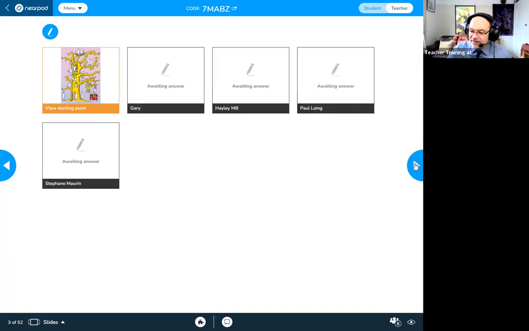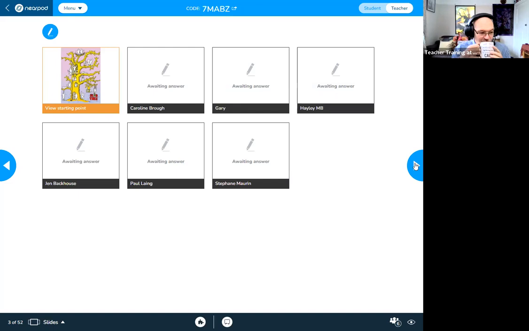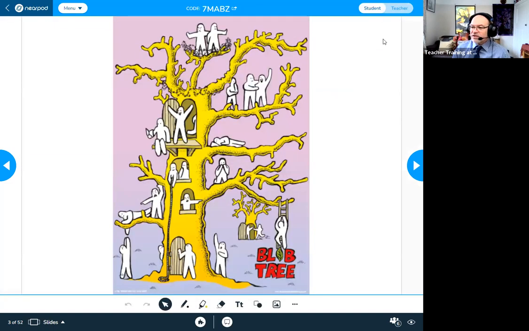Little drawing activity this morning just to get us warmed up a little bit. So what we've got here is the thing called the blob tree. We used to use this a lot in days gone by, but I haven't used it for a good number of years. The idea is to grab a pen from the bottom of the screen and draw a little circle around the blob character who most represents how you're feeling this morning.